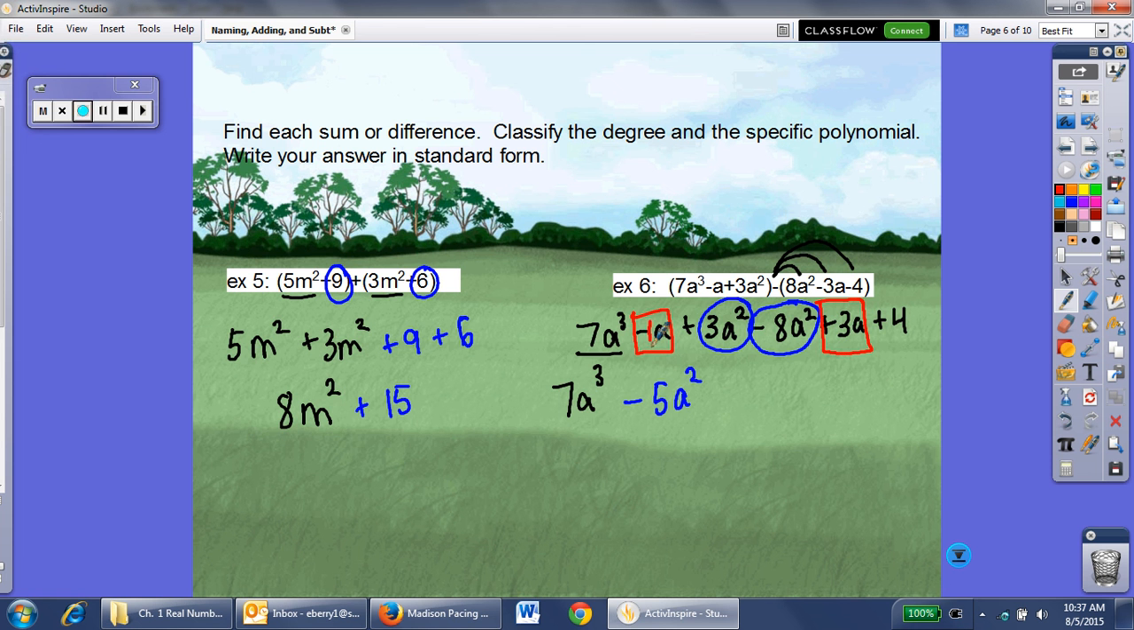So let me put the 1 here so we remember it. Negative 1 plus 3. So that would be positive 2a. And lastly, this 4 can just be put on the very end of this expression. And this would be our final answer. Notice when we write it, we always write it in descending exponents here, so it's highest to lowest.